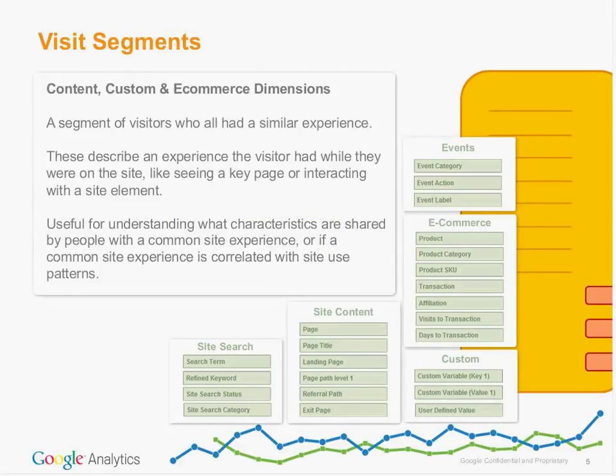Next are visit segments. And visit segments are visitors who shared some sort of common experience while on your site, regardless of where they came from or how they got there. By picking more visit qualities, you can understand what qualities of a visitor are likely to send traffic that engages with your site in a specific way. So specific examples, you could pivot around visitors who used your internal site search while on your site, who saw certain pages or even landed on certain pages.